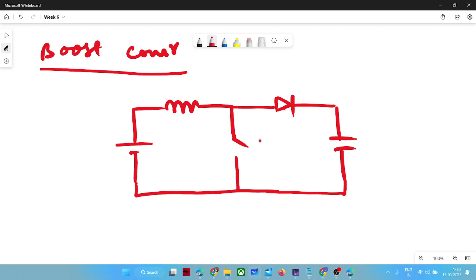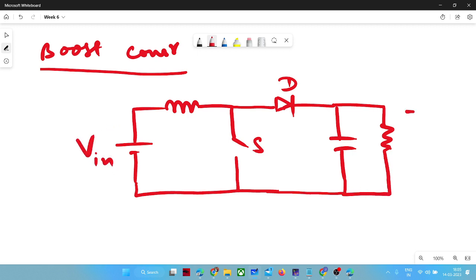So this is your main switch, whose duty ratio is generally given. Whatever current will flow here, that will be IL, and IL can be written as I in. IL average, rather I should say.